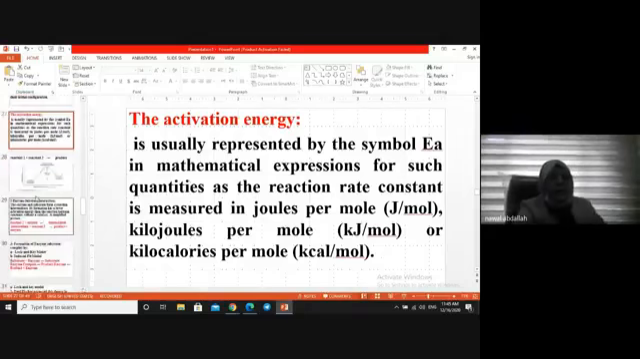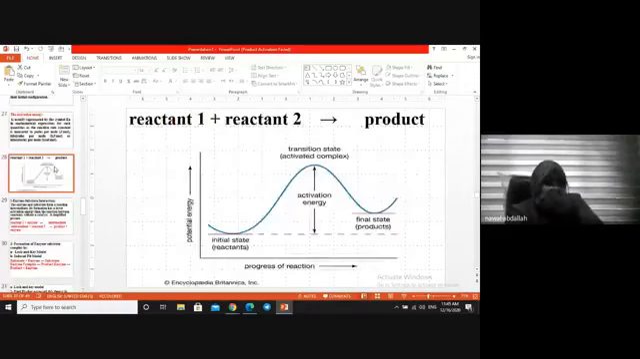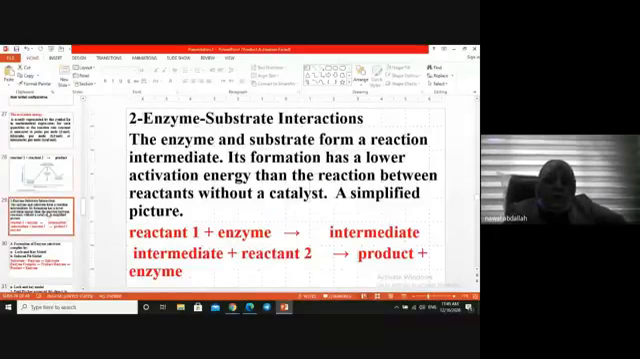This is expressed by this figure: reactant 1 plus reactant 2 gives product. The activation energy is the difference between the transition state energy and the initial state reactants, the activated complex in the transition state.